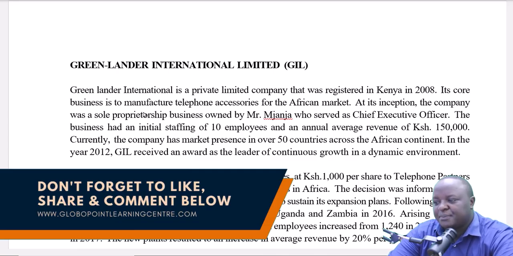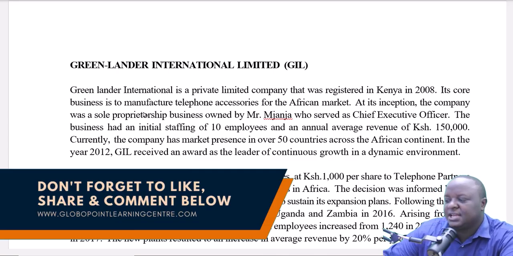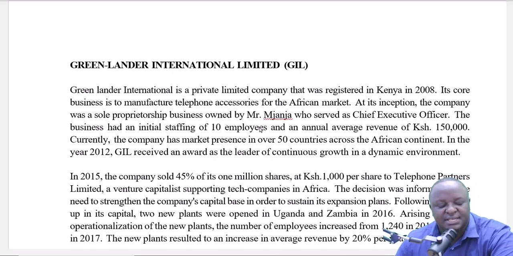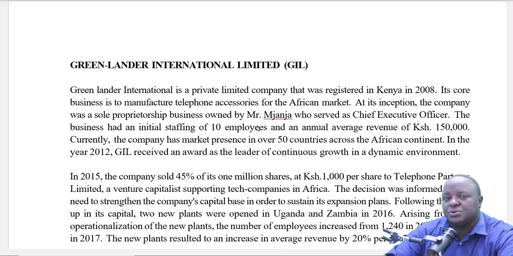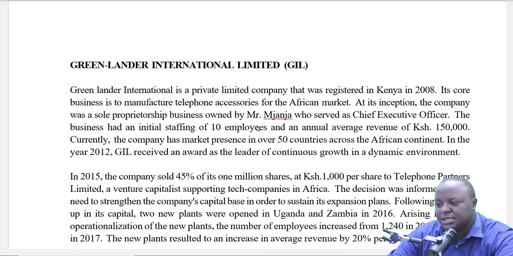Greenlander International is a private limited company that was registered in Kenya in 2008. Its core business is to manufacture telephone accessories for the African market. At its inception, the company was a sole proprietorship business owned by Mr. Mjanja, who served as a chief executive officer. The business had an initial staffing of 10 employees. So we need to understand these figures. We are talking about 10 employees at initial start. And the annual average revenue was 150,000 shillings.